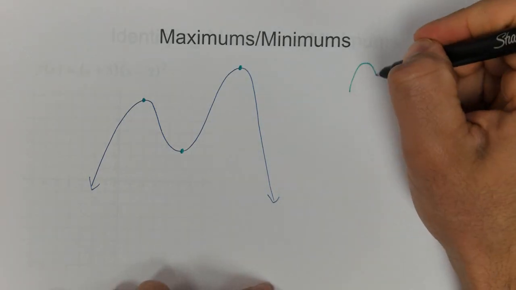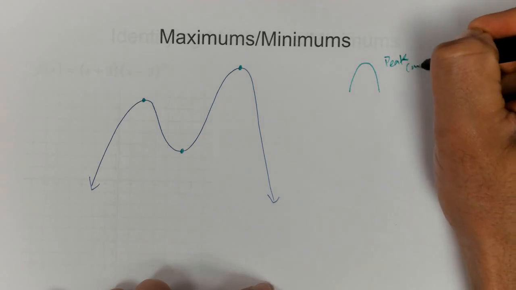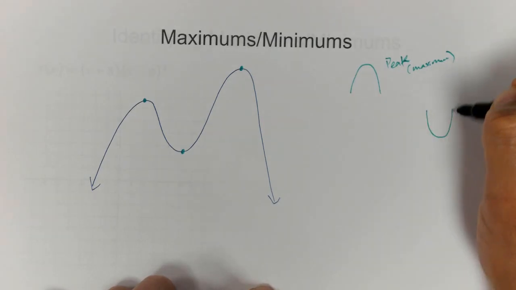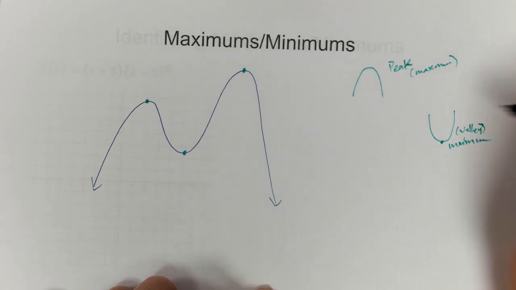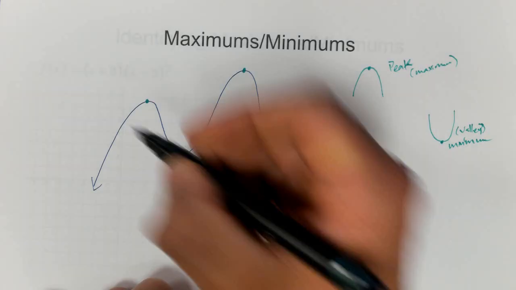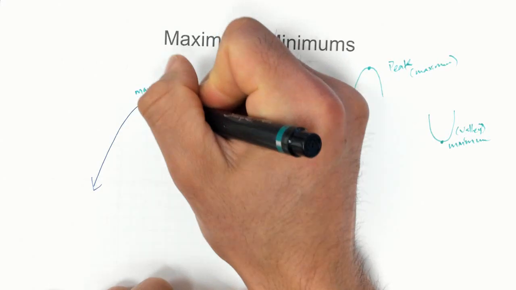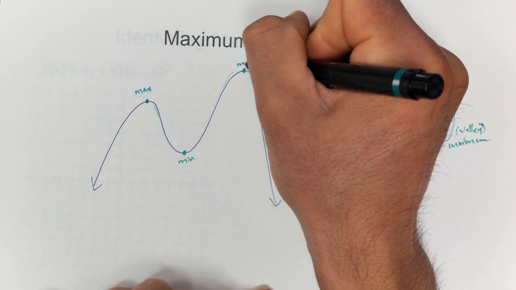A peak, or the top of a mountain, we're going to refer to as a maximum. And wherever the function dips to the bottom, we're going to call this point a minimum. Peaks and valleys, if you will. If it goes to the top, it's going to be a maximum. If it goes to the bottom, it's a minimum. So because this is at the top, we're going to call this a maximum. Because this one drops to the bottom, it's going to be called a minimum. Because this one peaks at the top, it's also a maximum.